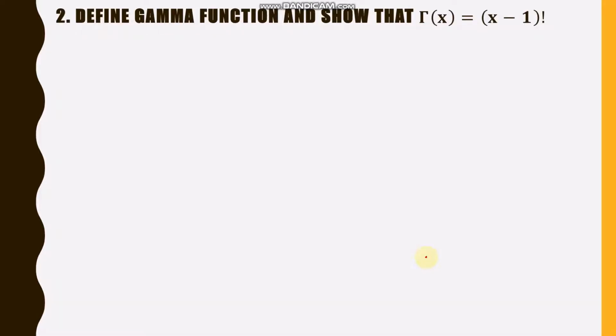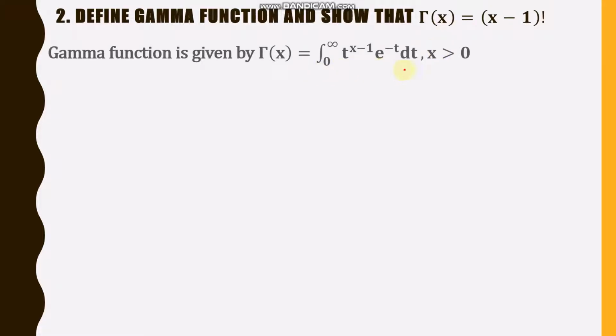Question number 2. Define gamma function. Gamma function is an improper integral given by this formula: integral of 0 to infinity, t to the power x minus 1, e to the power minus t dt, where x is greater than 0. Now we have to prove that gamma of x is equal to x minus 1 factorial. We already know a formula of the gamma function, which is gamma of x is equal to x minus 1 gamma x minus 1. So we'll keep on using this formula again and again.